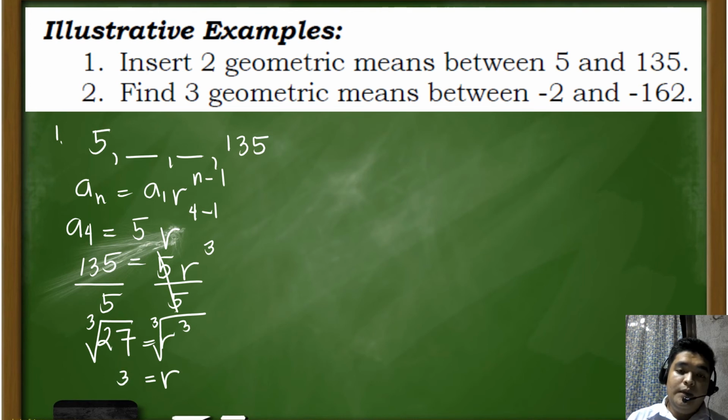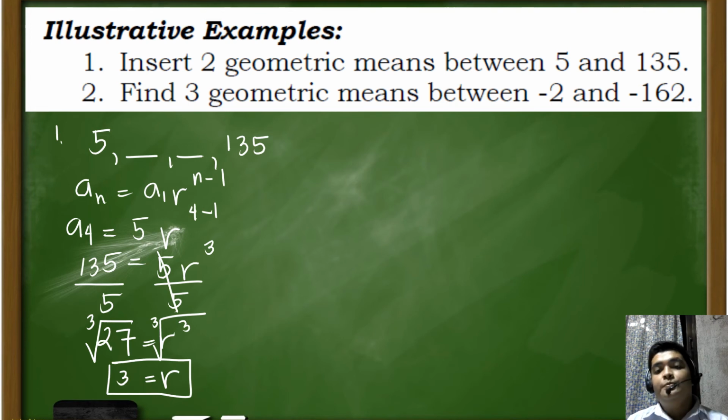It's only positive 3 because it cannot be negative, since this is odd. If the root is odd, there is only one value of r. But if it is even, that is plus and minus. Take note. Is this our final answer? No, it is not our final answer. Don't forget, we need to solve for the two geometric means.